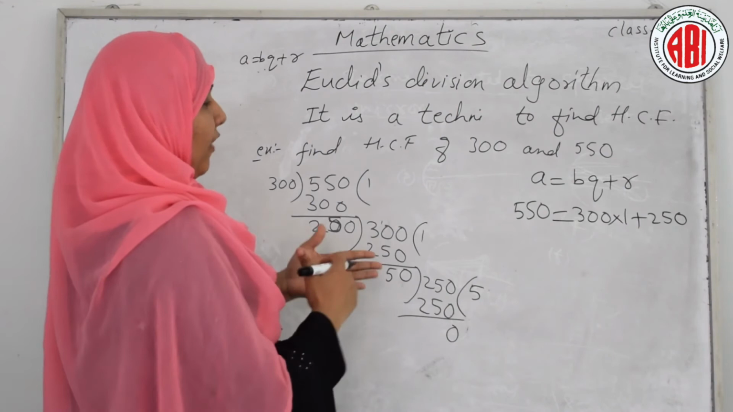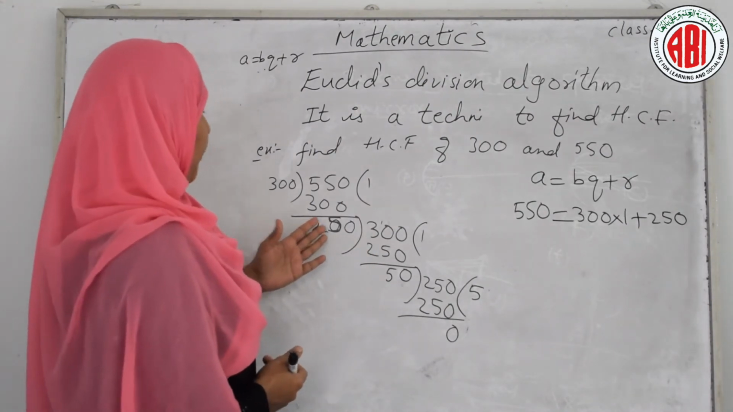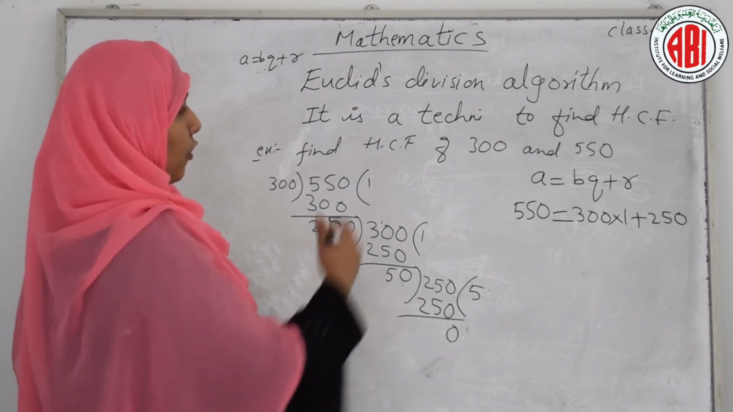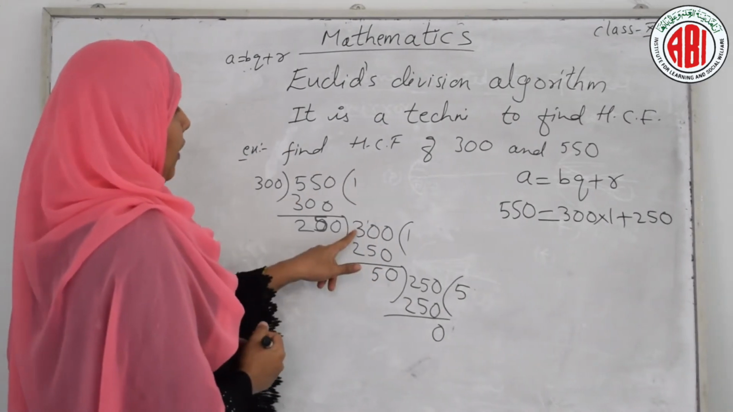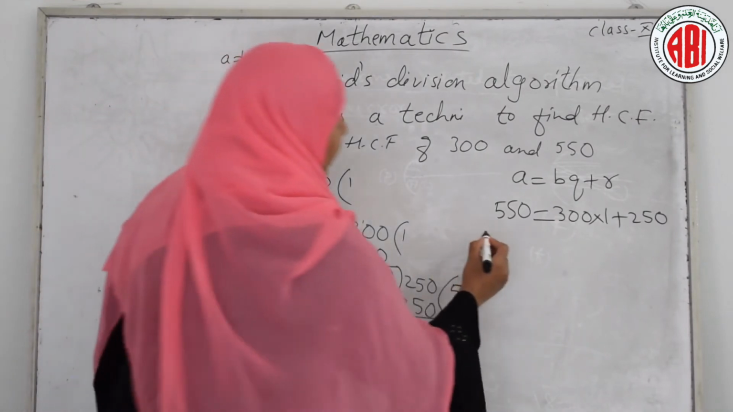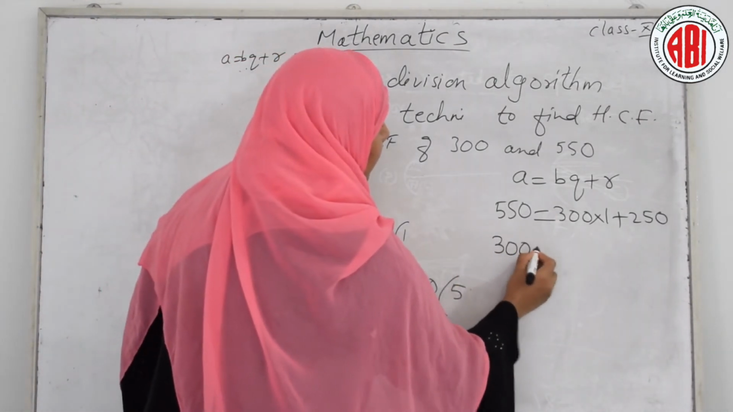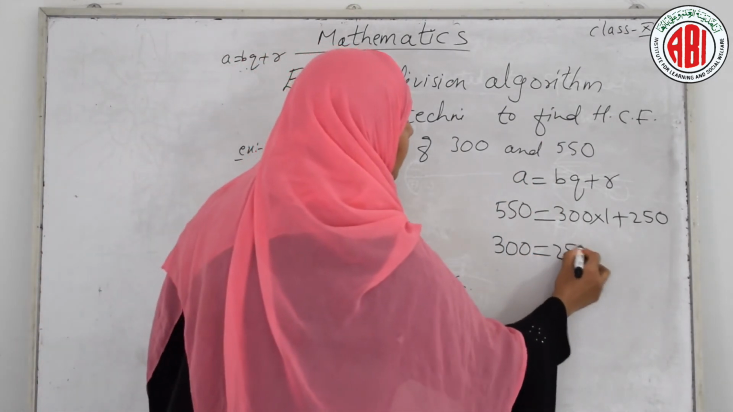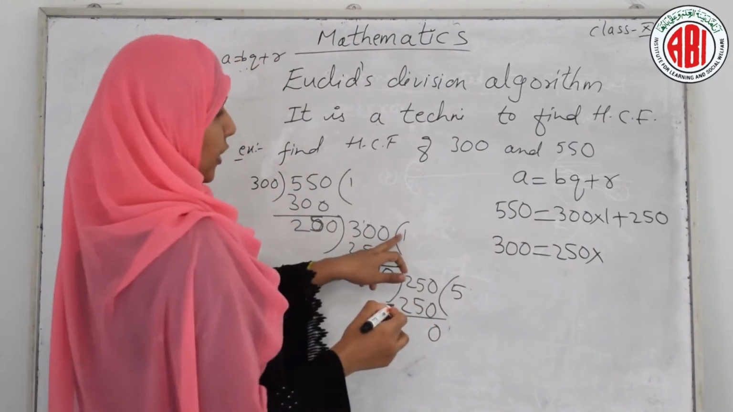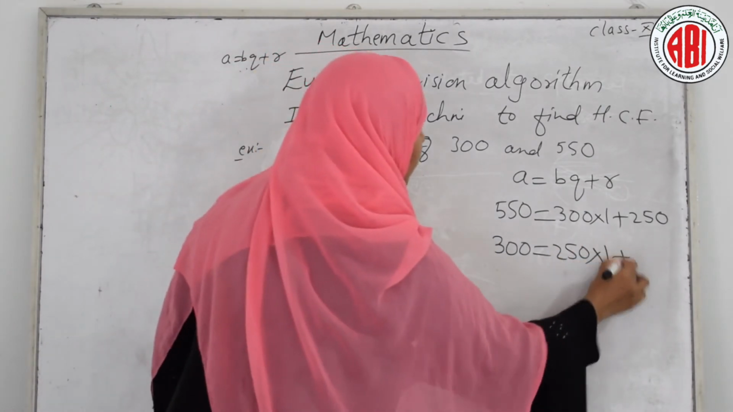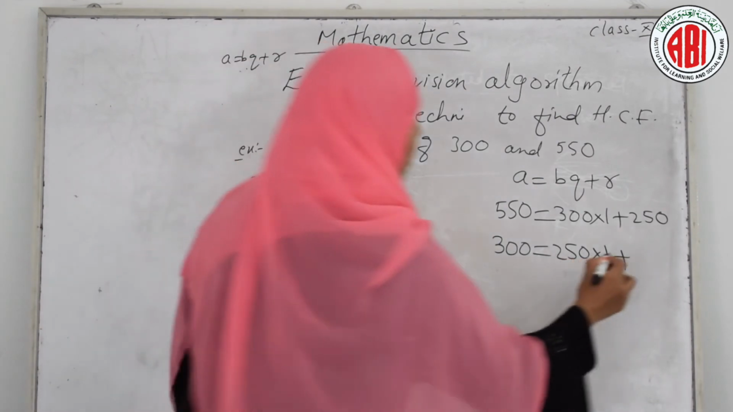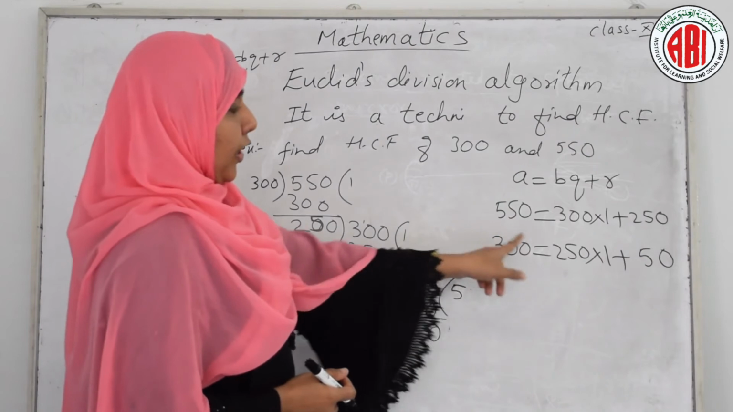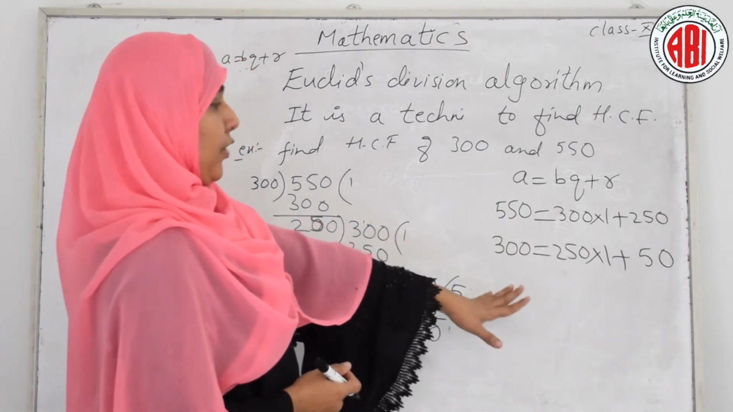In the next step we have taken this remainder as the divisor, and this divisor we have taken as the dividend. So in the next step we are writing 300 as A equals B, B is 250, into quotient. Quotient here is 1, plus here we are getting remainder 50. So this is our next step. A equals BQ plus R.